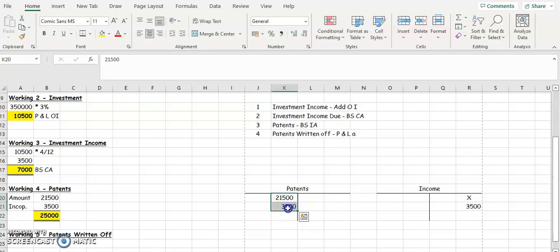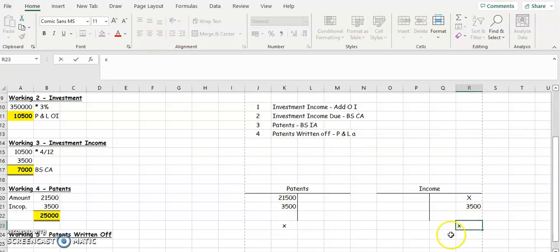So this adjustment has nothing to do with adding and subtracting. This adjustment has got to do with debits and credits. It's got to do with patents being an asset. So to increase a patent, or to increase an asset, we know we stick it on the debit side, and an income is a credit, and to increase an income, we stick it on the credit side. So this 3,500 needs to be recorded in our income account.